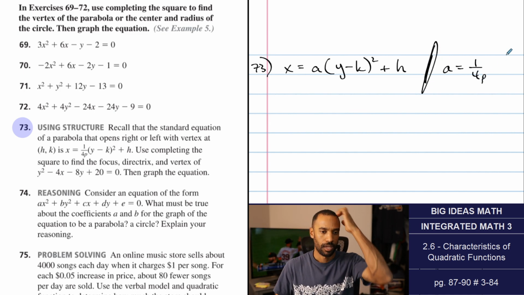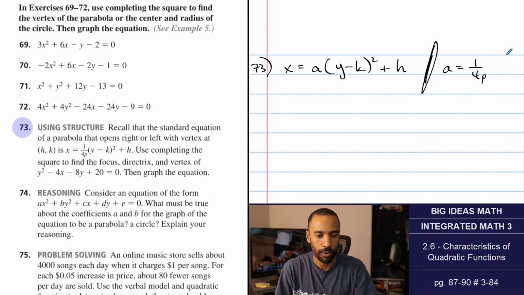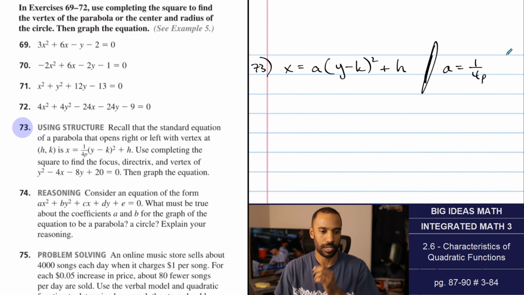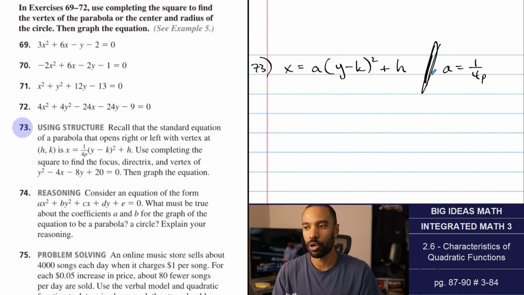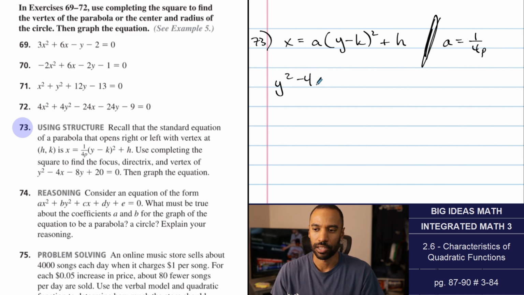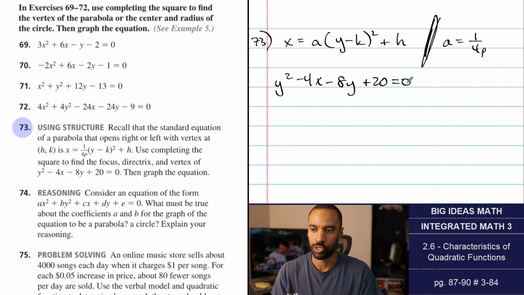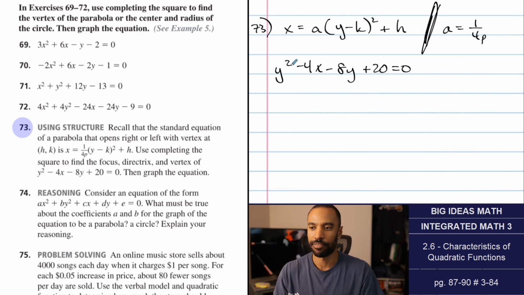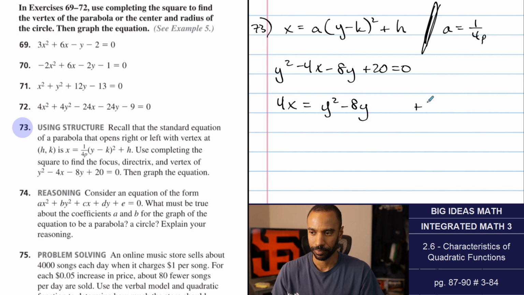Okay, anyway, use completing the square to find the focus, directrix, and vertex of this equation, then graph the equation. I'm not going to go deep into teaching it. This is a problem I think I'm just going to do, if that's okay. So I have y squared minus 4x minus 8y plus 20 equals 0. Now we have to get x by itself this time, so I'm going to add 4x to this side of the equation, and now I still have y squared minus 8y plus 20. But let's start completing the square.